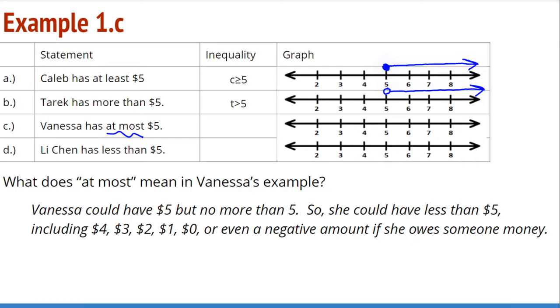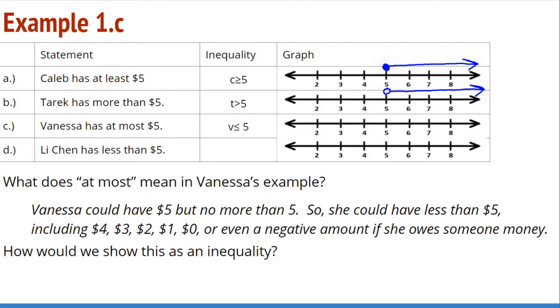She could have less than $5. 4, 3, 2, 1, $2.50, $4.50, $0. She could even have a negative amount of money if she owes someone money. How would I write that as an inequality? Pause and do that. Compare your work to mine.